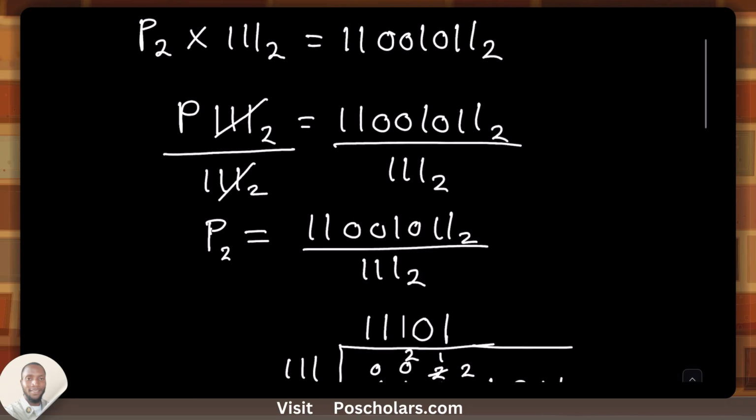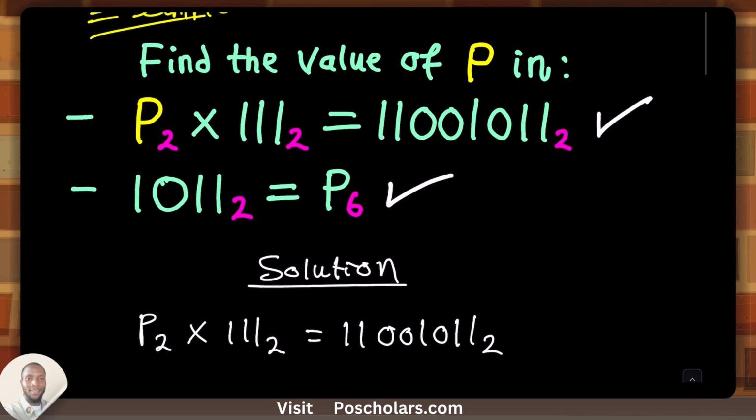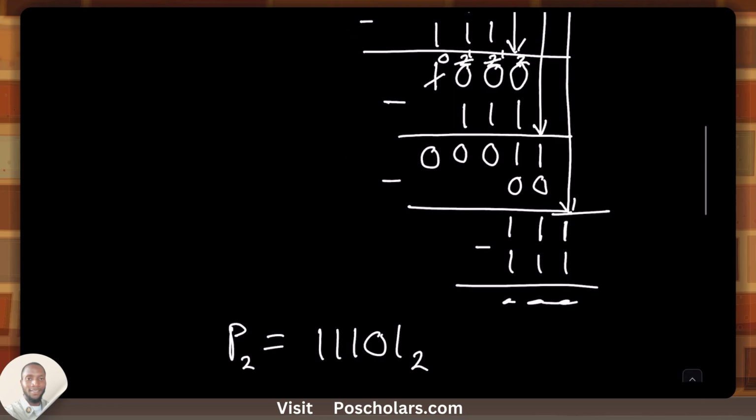There are two questions. So move to the second question. The second question says 1011 base 2 equals P base 6. Find the value of P. So write the question quickly. Question 2 says 1011 base 2 is equal to P base 6. Now the mission is for us to find the value of P.